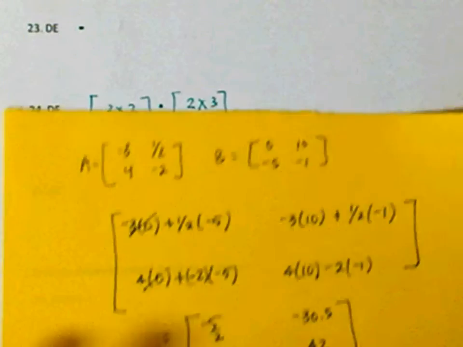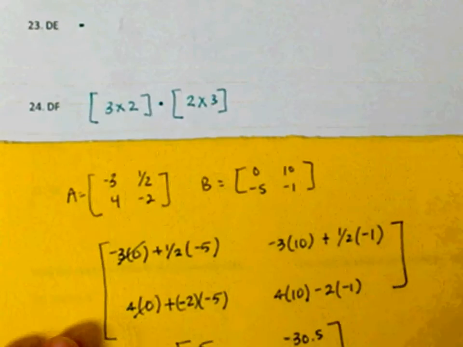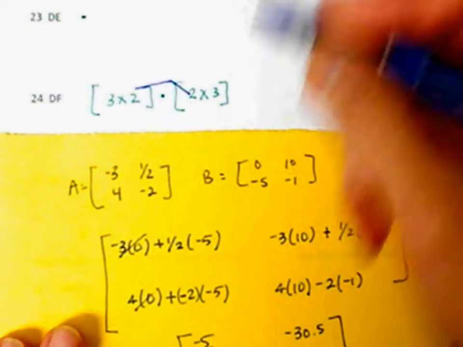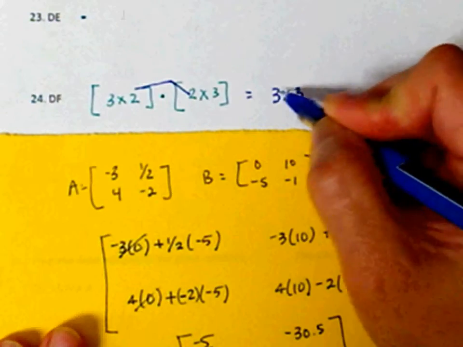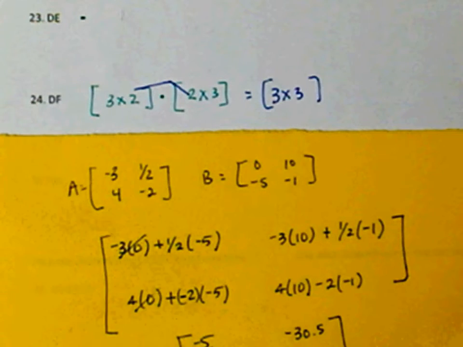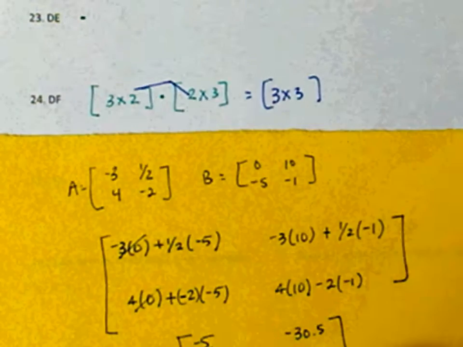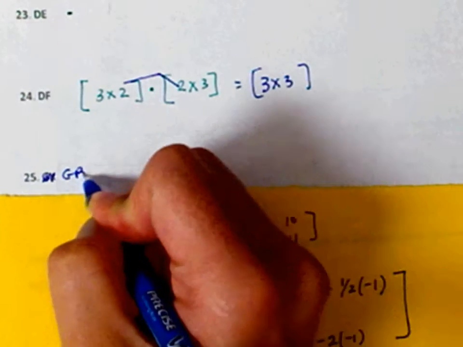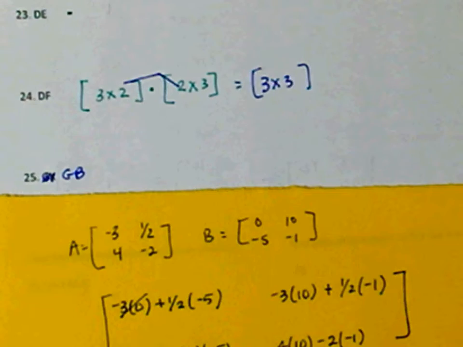All right. Now let's take a look at number 24. You got D and F. Do you see how these two are the same? So your new dimension here is going to be a 3 by 3. And you will see that when you work out the math. All right. Now let's look at, let me see, that's a 2 by 3. That'll work too. Let's look at this one here. Instead of GK, remember to change that to a GB.